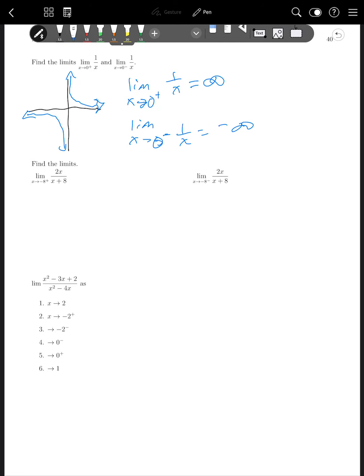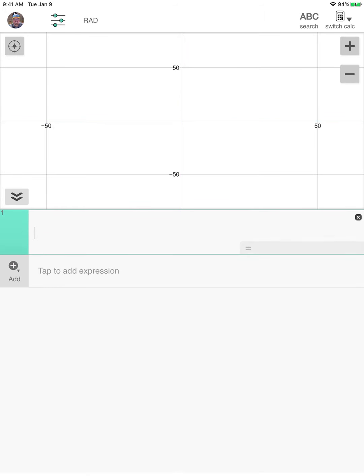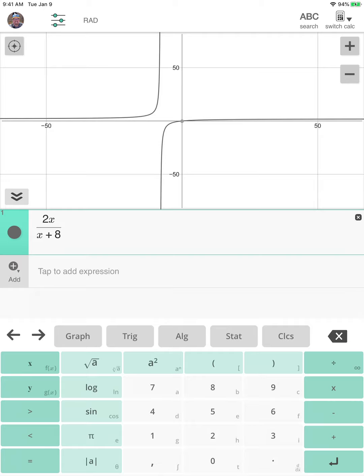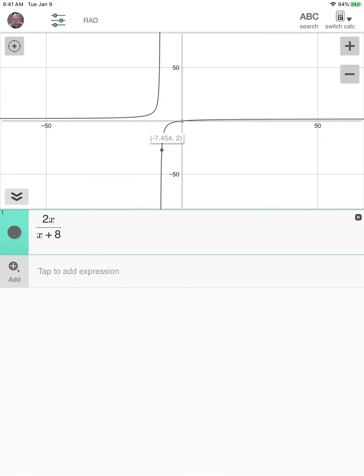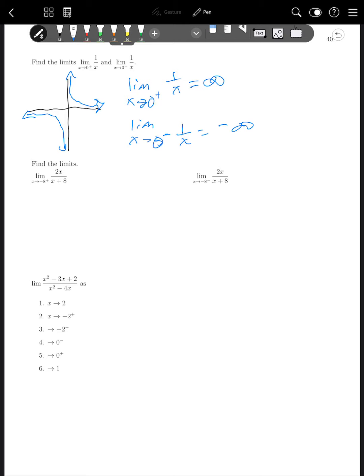So for example, if I graph the next one, 2x divided by x plus 8, what you'll notice is over here at negative 8, as the x values get closer and closer to negative 8, the y values are not being accurate, but you can see from the picture of the graph that the y values are going up and down to positive and negative infinity. Okay, so on the right side it went down, so that's negative infinity. On the left side it went up, so that's positive infinity. Okay, so that's the idea.